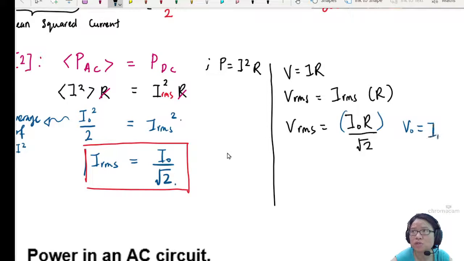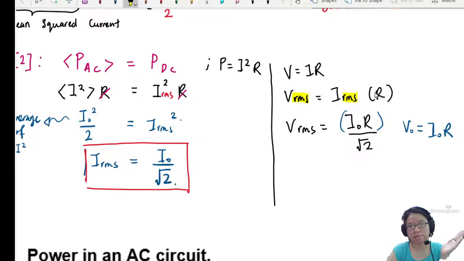But V naught is also equal to I naught R, because V equals IR. So if I want the peak voltage, I will take the peak current times resistance. If I want the RMS voltage, I will take the RMS current times resistance. As long as it's consistent, RMS to RMS, peak to peak, it is okay. RMS must be together with RMS, peak must be together with peak. So from here, I will get the final form of the equation: V RMS will be equal to V naught over root 2.